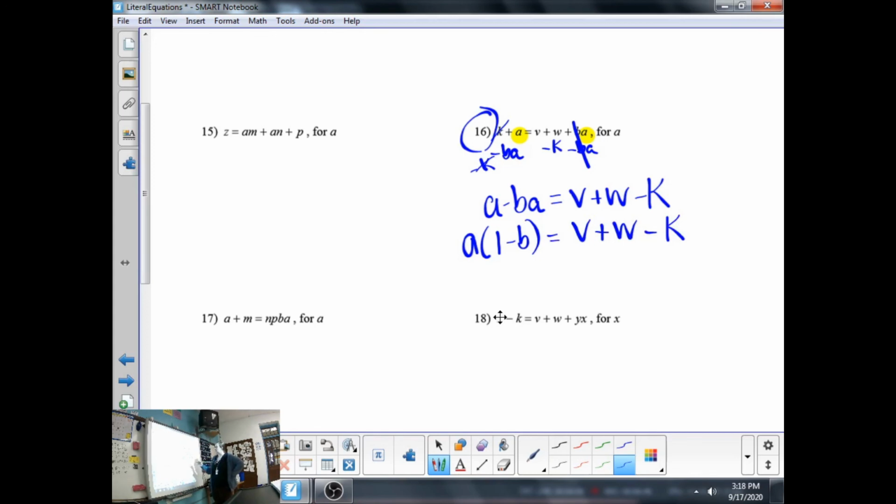We would finish this out by dividing both sides by the 1 minus B. And so your final solution is A equals B plus W minus K over 1 minus B. And it's not necessary to keep the parentheses in the 1 minus B for your final answer, but you can if you want to.